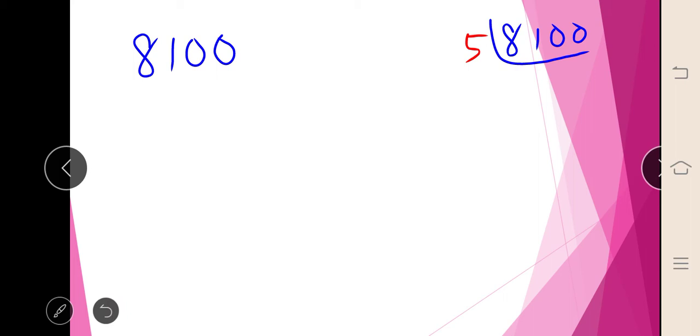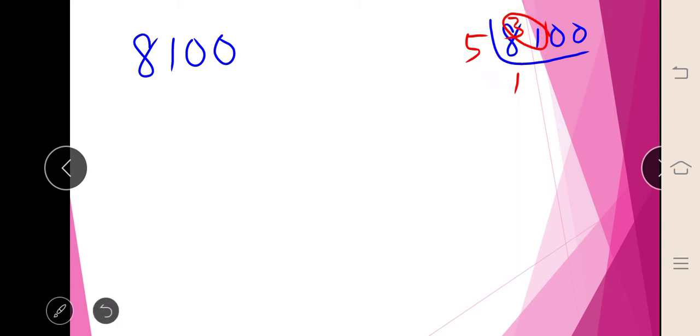So if we take 5, in 8, how many times 5? 5 ones are 5, 5 twos are 10. It is going beyond 8. So not 2 counts, only one time. 5 ones are 5. Is there a remainder in 8? 5 ones are 5, 6, 7, 8. There is a remainder 3. So now assume 3 1, 31.